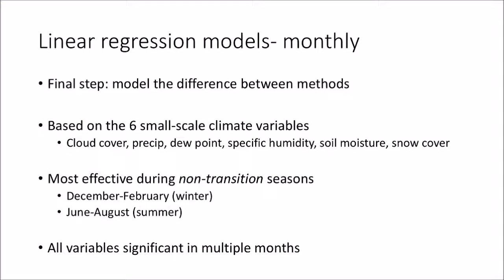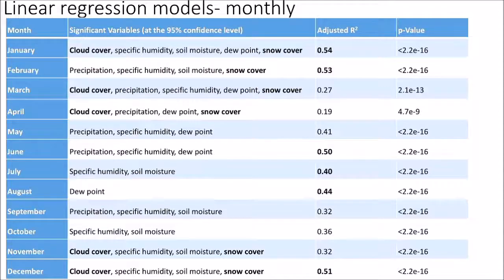And all these variables popped up as significant in multiple different months. So here's the giant, ugly table showing all of this: the months and all the variables as significant, and then the adjusted R-square of these models. You can see definitely some skill here, adjusted R-square around 0.4 to 0.5 in many of these months. Of course, significant. We see, again, the winter months, December through February, adjusted R-square around 0.5, and again in the summer, pretty good skill, and then in the spring and the fall, very low skill, but still some significant variables.